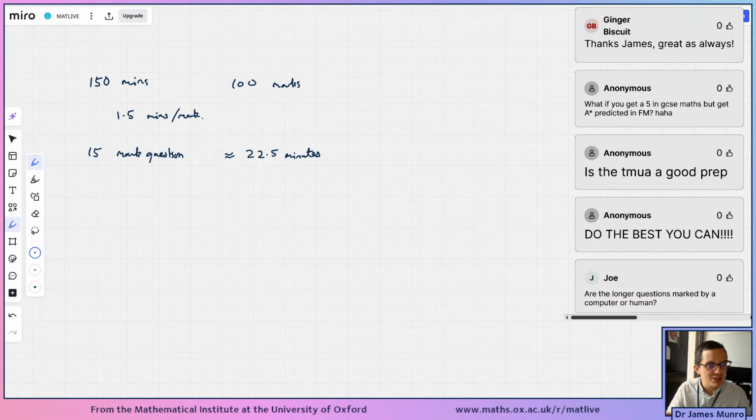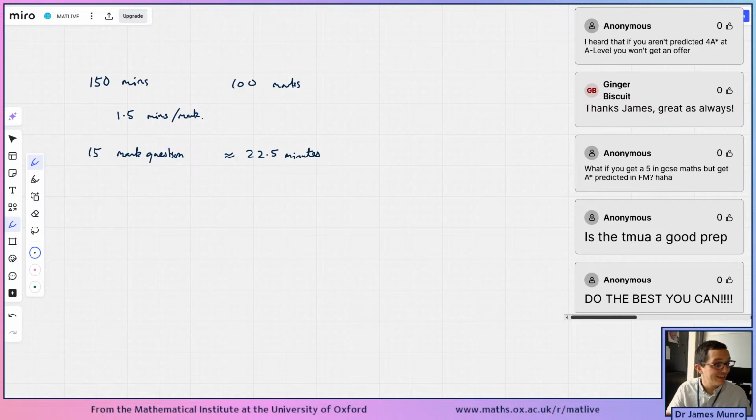Should we do the 4 A-stars one? Somebody else has heard. Here it is, yes, okay. I heard if you aren't predicted 4 A-stars at A-level, you won't get an offer. That's not true either. Some of our students are doing 3 A-levels, and that's fine with us. And some of them, that 3rd A-level, we don't need them to be predicted an A-star. It's nice if they are. And often students, their teachers just predict them loads of A-stars and everything. Doesn't always mean they get the A-stars.